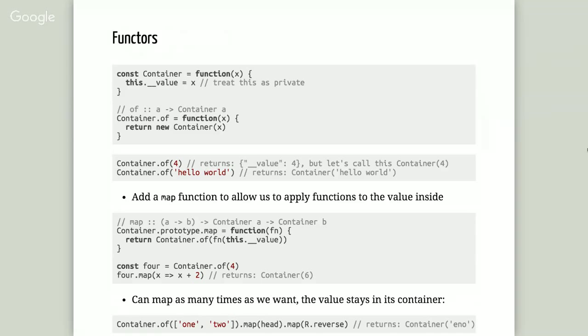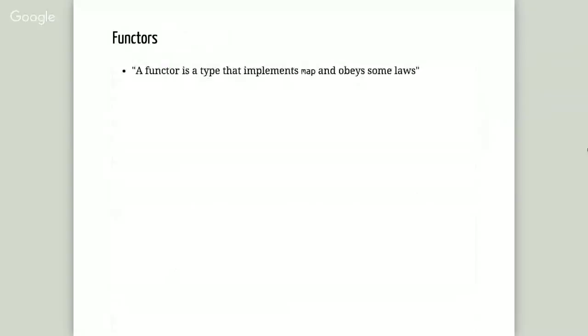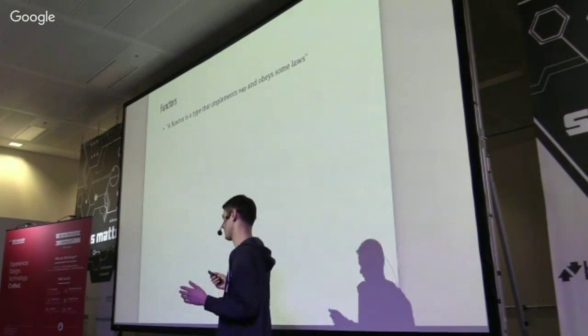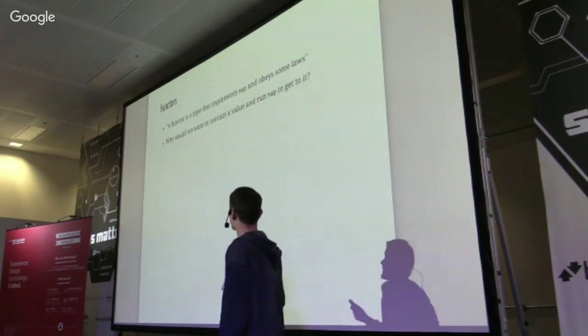And we can map as many times as we want. So here we've got 1, 2, and we're going to take the head, and then we're going to reverse it, and we get back ENO again. And these chained maps could go on indefinitely. You're still keeping the value in its container, and it's just in one container. And this, it turns out, is what a functor is. It's a type that implements map, and it obeys some laws, which we don't have time to go into, but these are part of the mathematical foundation behind it.